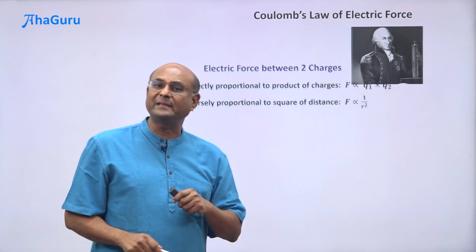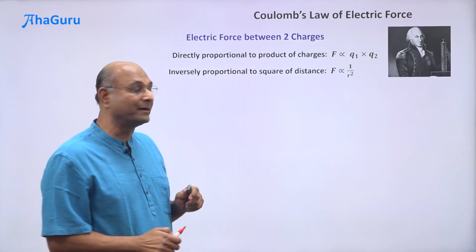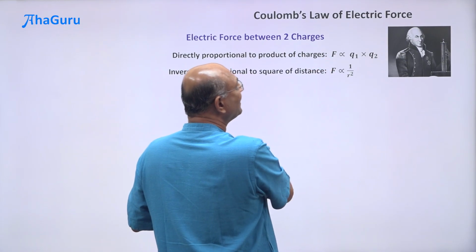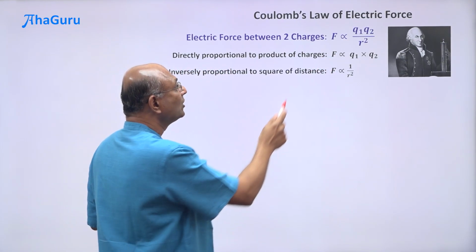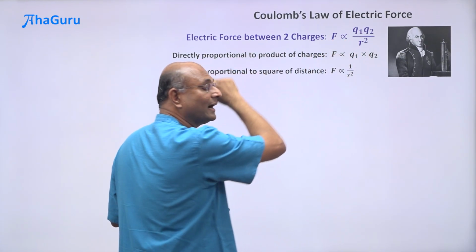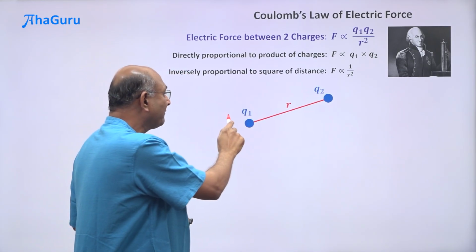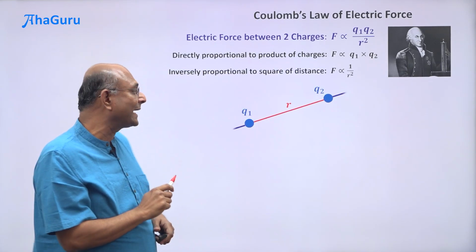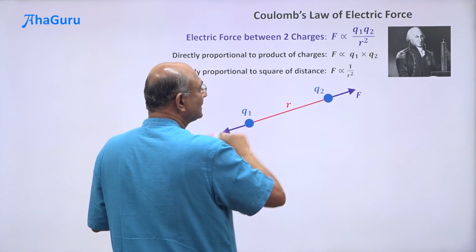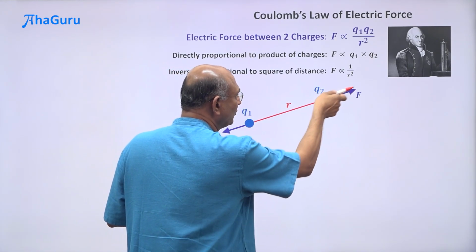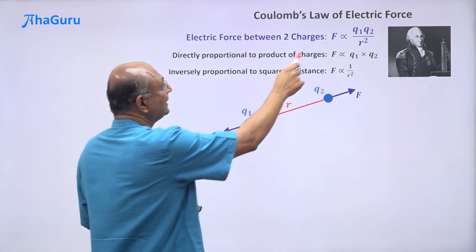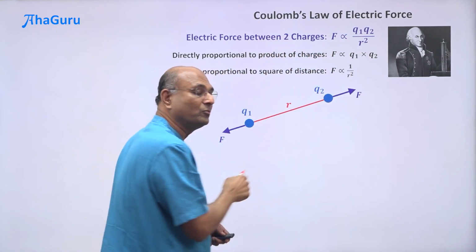Suppose I take both of these facts that Coulomb discovered and I try to combine them together, I can say that F must be proportional to Q1 Q2 by r square. So if I have two charges Q1 Q2 separated by a distance r, then this force that Q1 exerts on Q2, or Q2 exerts on Q1, is proportional to Q1 Q2 by r square.